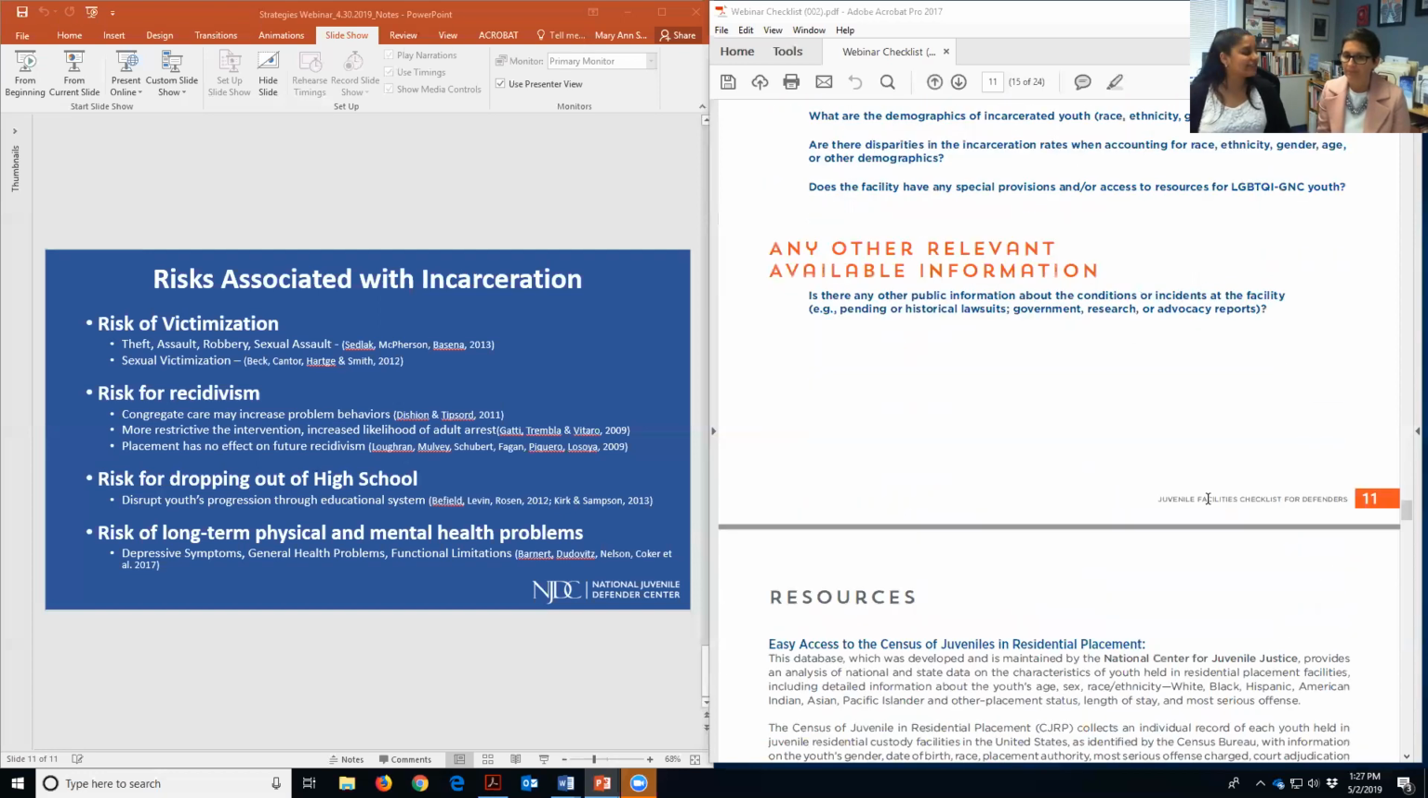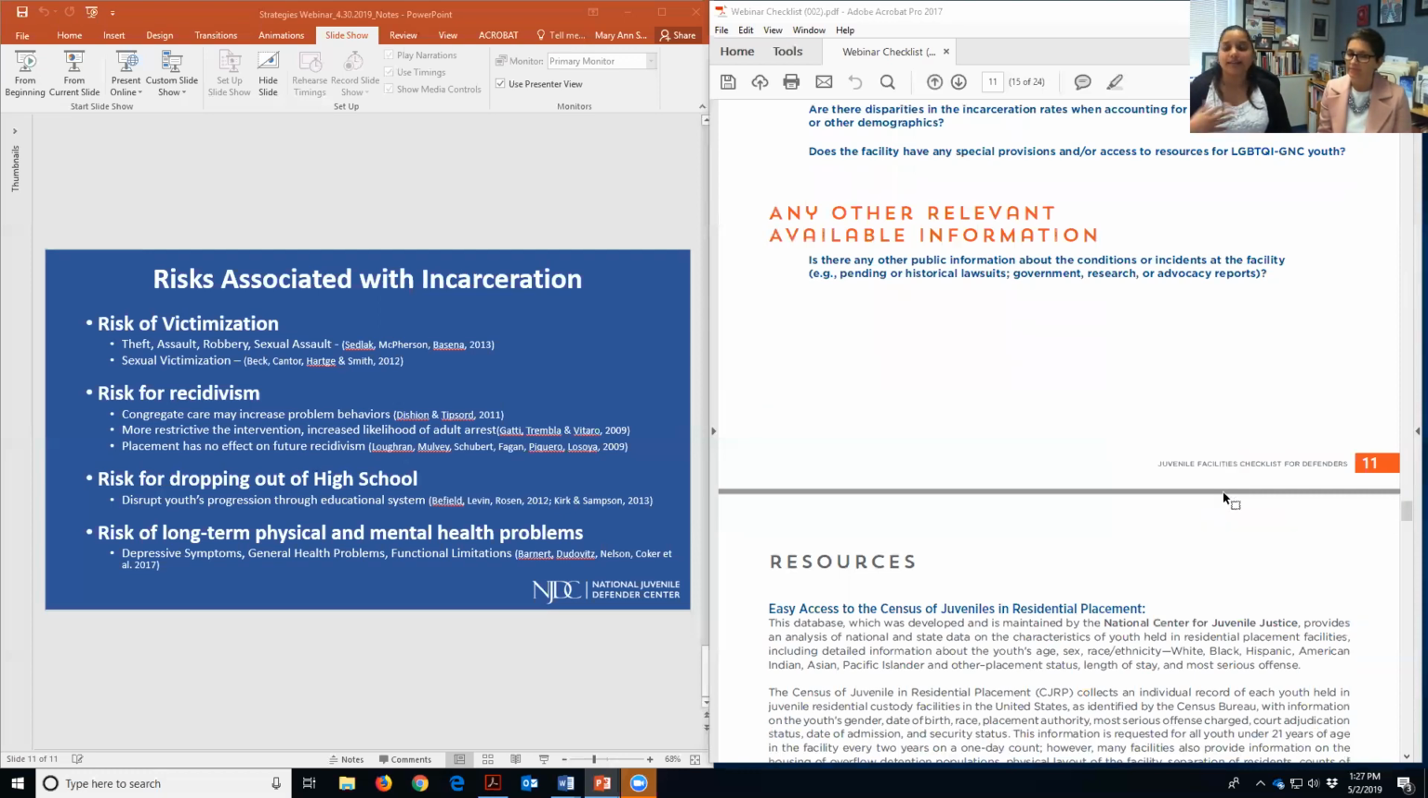And so we know that this is a lot of information that we're asking defenders to collect, but one of the big things that defenders need to keep in mind is this risk of victimization, and what the potential of harm is for incarceration, not just in immediacy, but also for long-term consequences for our client as they transition out of facilities and back into the community.